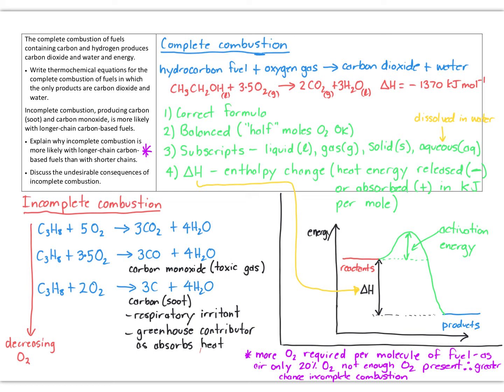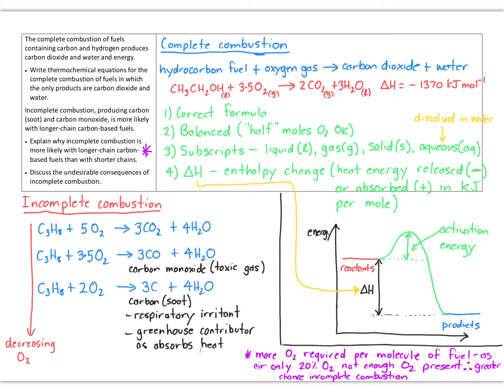toxic gases formed. So what I've just done there is discuss the undesirable consequences of incomplete combustion, basically the formation of carbon monoxide, which is a toxic gas, or soot, which is a respiratory irritant. Again, hopefully that's a little bit of recap from what you've done in year 10 and or 11.